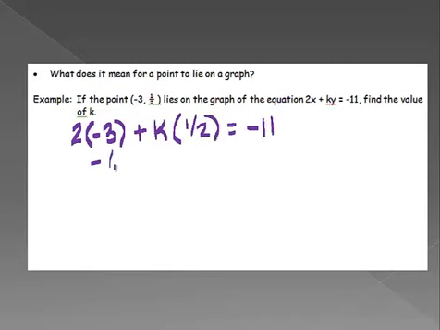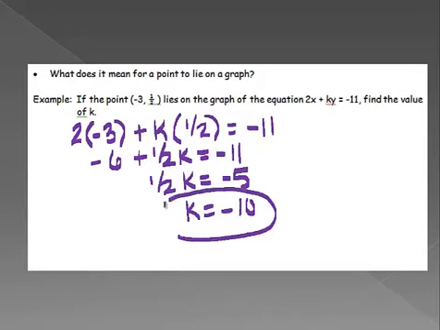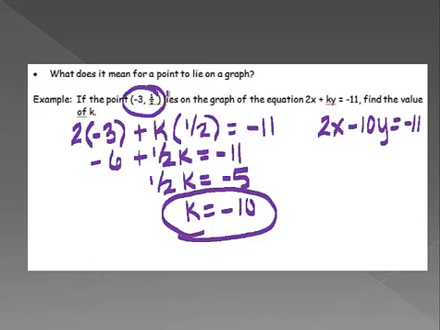All right, so start solving. Negative 6 plus half k equals negative 11. So add 6 to both sides. And then times by 2 to get rid of timesing by half. And so what is k? K is negative 10, which means the equation would be 2x minus 10y is equal to negative 11. And if I were to graph that line, this point would be on the line.